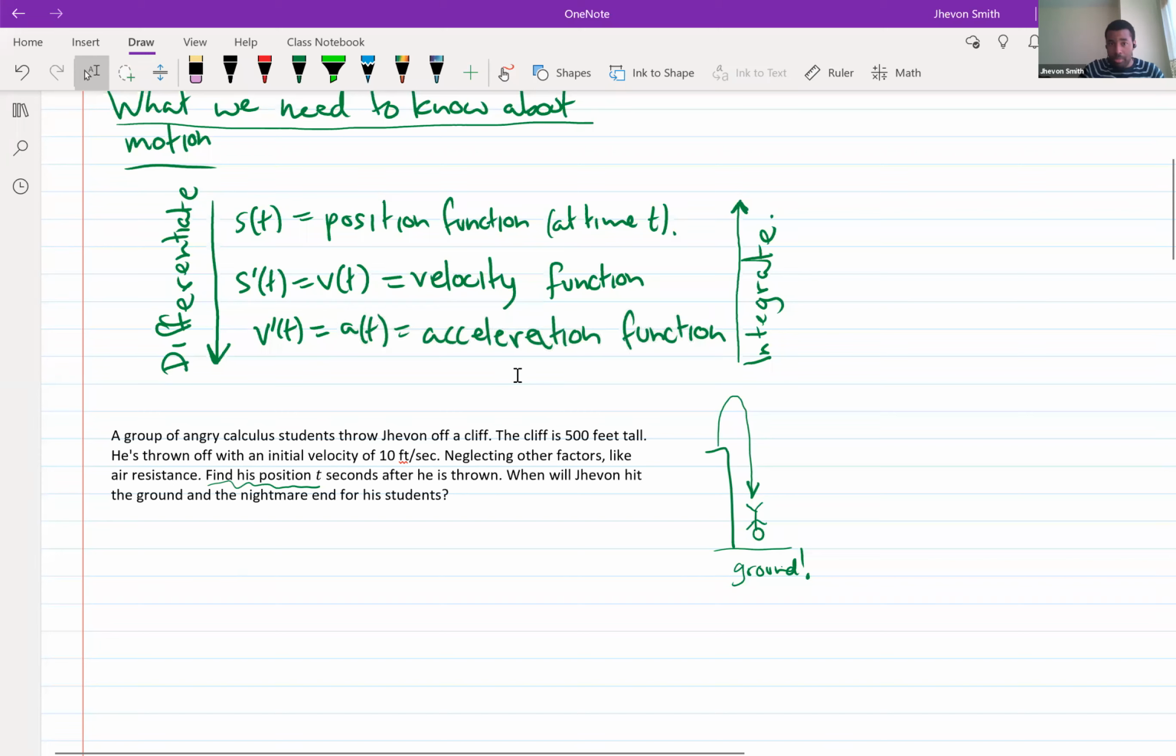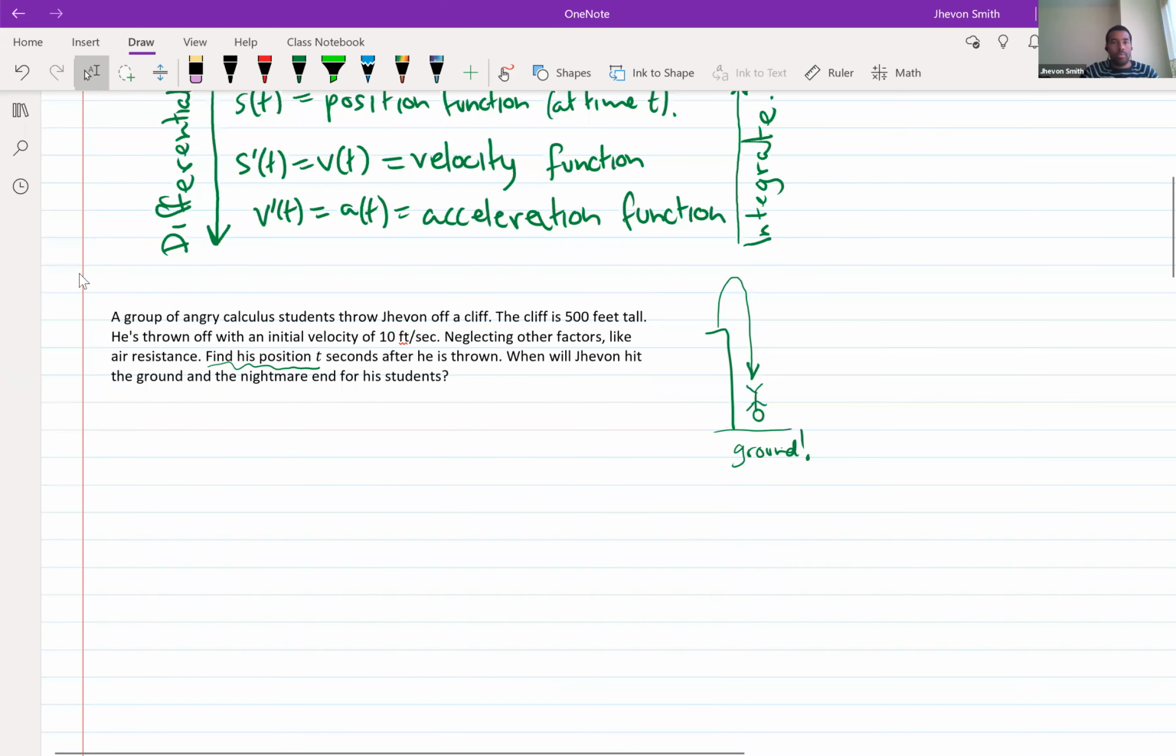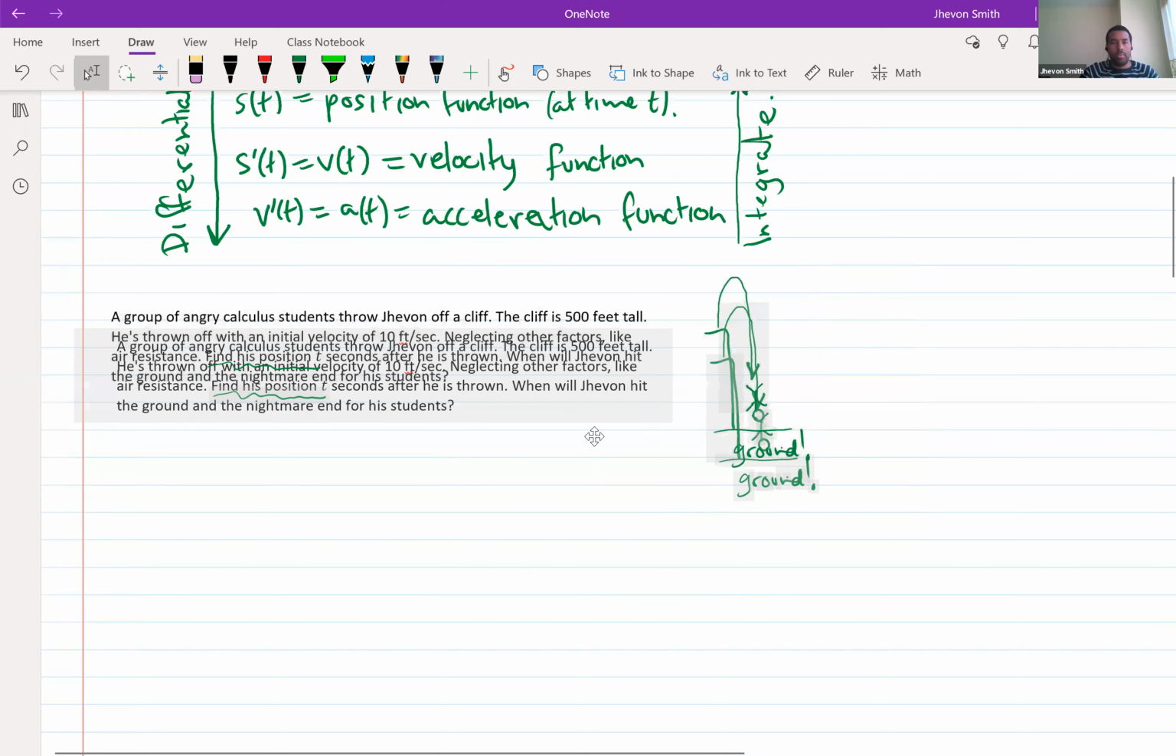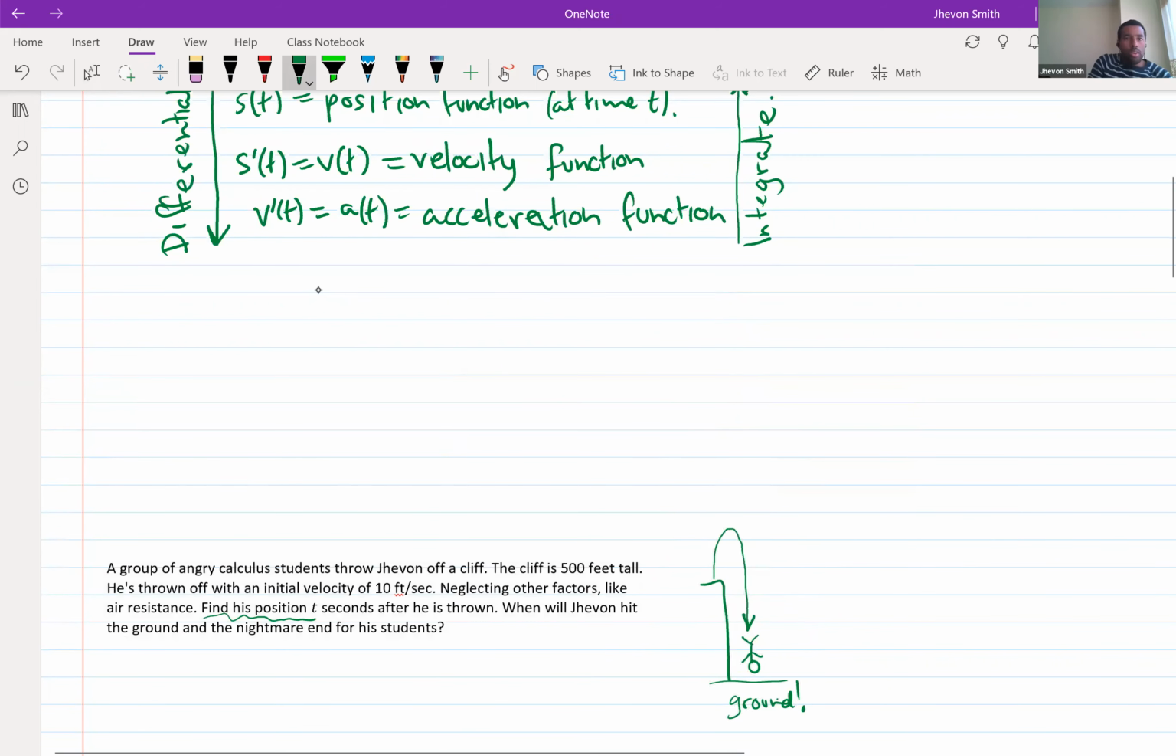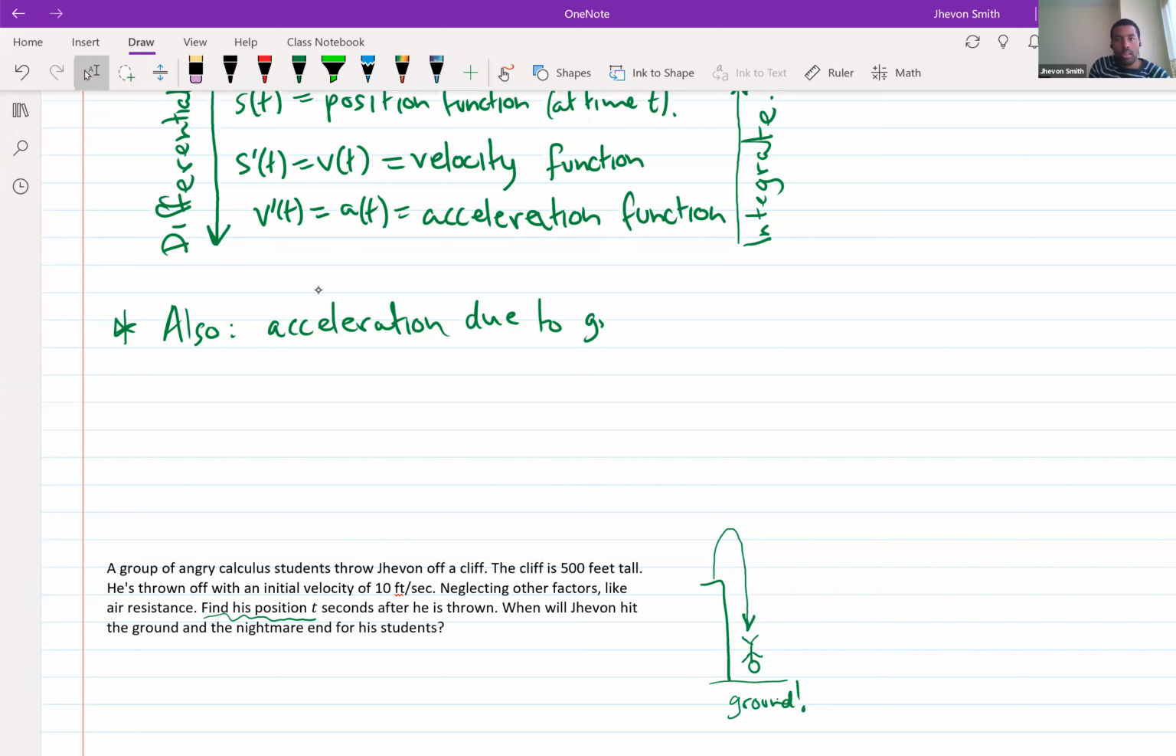Because unless Jhevon has a jetpack on his back, he is under the influence of gravity, and gravity has a known acceleration. At least its average acceleration across the planet is known. So here are some things you also need to know. You should also know the acceleration due to gravity. That's A, some people call it G, but let's call it A, and there are two units you should know it in: feet per second squared, and meters per second squared.